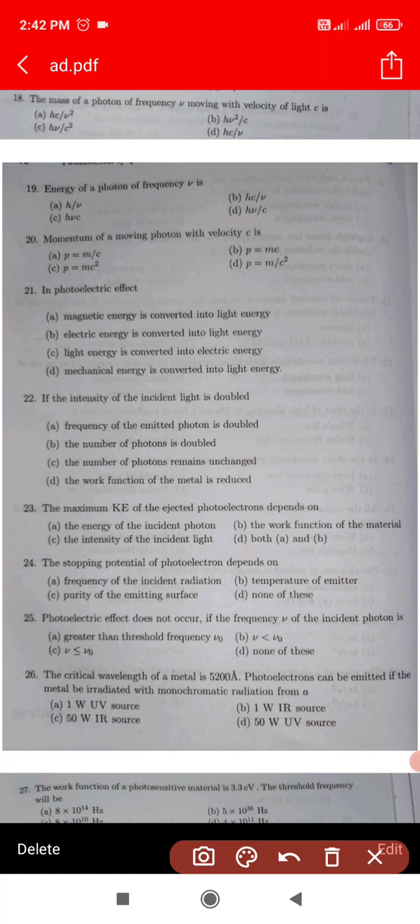Next question, 26th one: the critical wavelength of the material is 5200 Angstrom; the metal is irradiated with a monochromatic wavelength, in this case a 50 watt UV source.